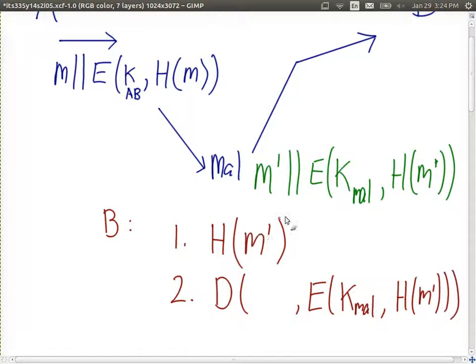Step one, hash this part. Step two, decrypt this part. Decrypt with what key? What will B decrypt with? Which key? B thinks the message came from A. Therefore, I'll use the key that I've shared with A, KAB.